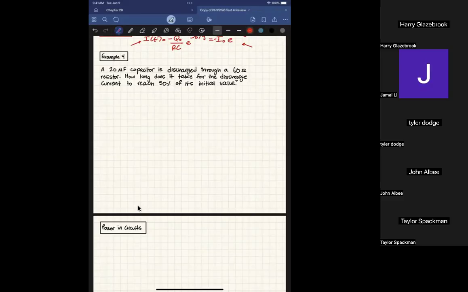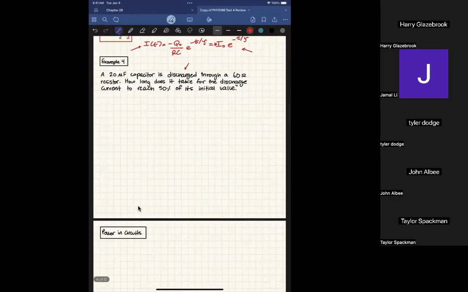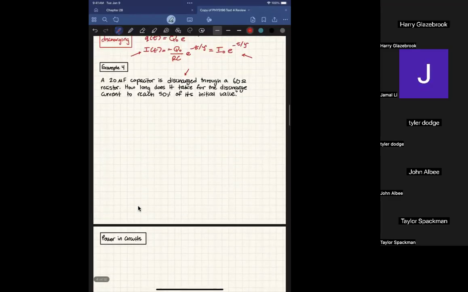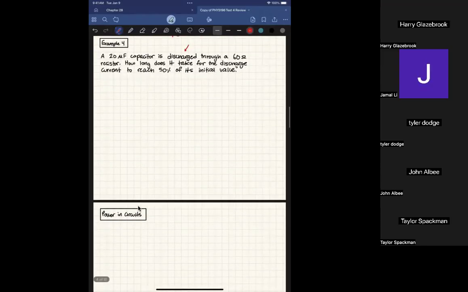So first things first, it says discharged, so we know we have to use our discharge equation. I'm going to take the negative sign out. That's not important. Sorry, your textbook adds it, but the negative sign doesn't matter. So we're going to use our discharging equation, which is I of t equals I naught e to the negative t over tau. Again, this is your current as a function of time.